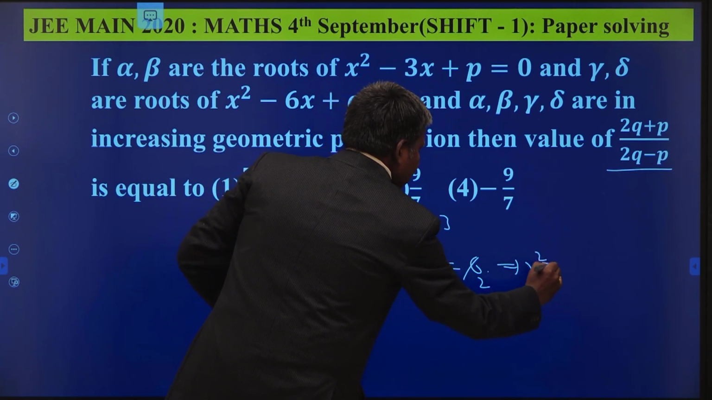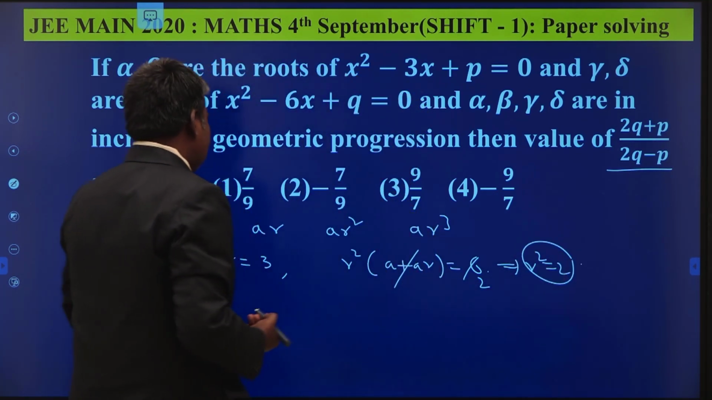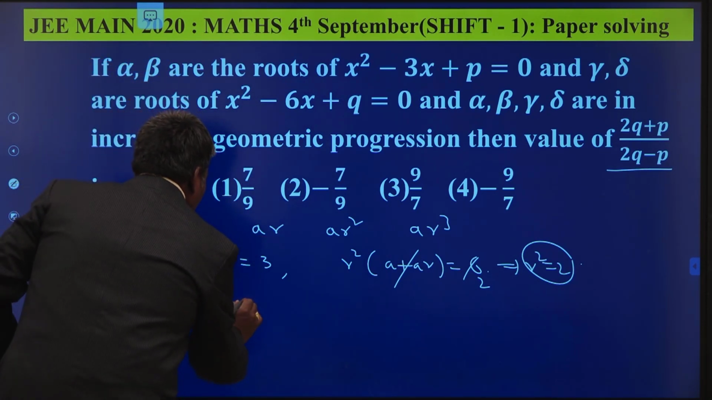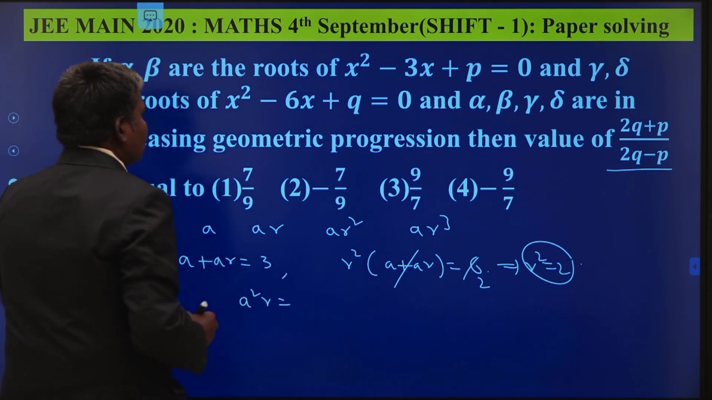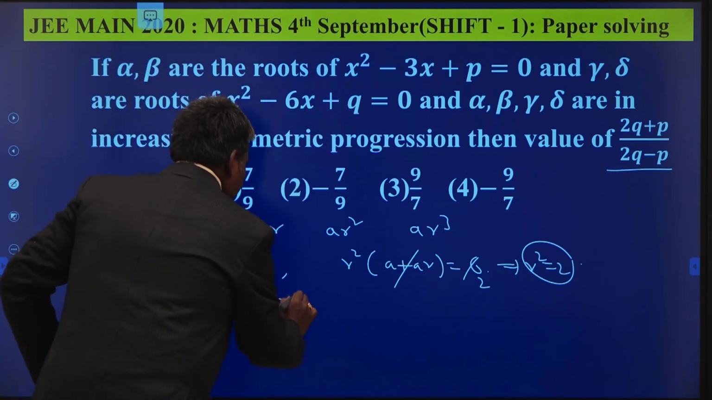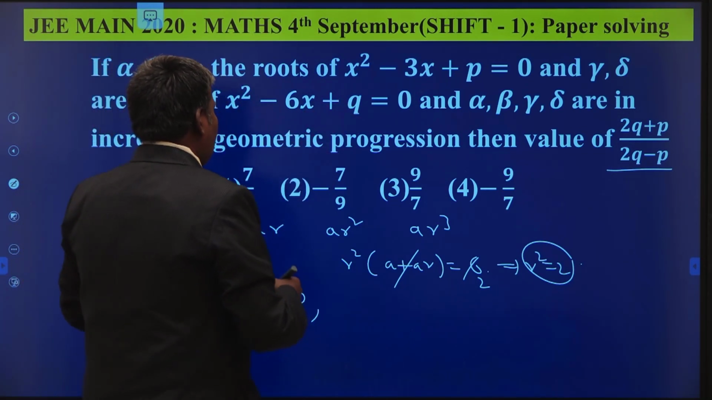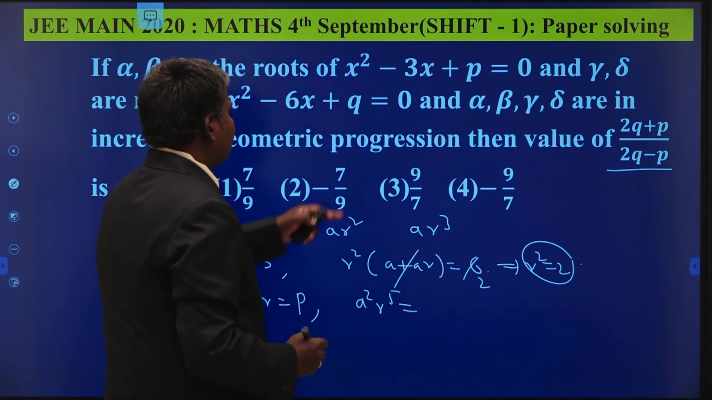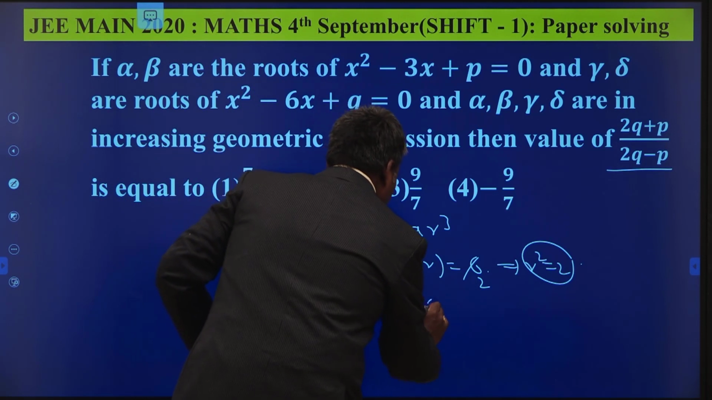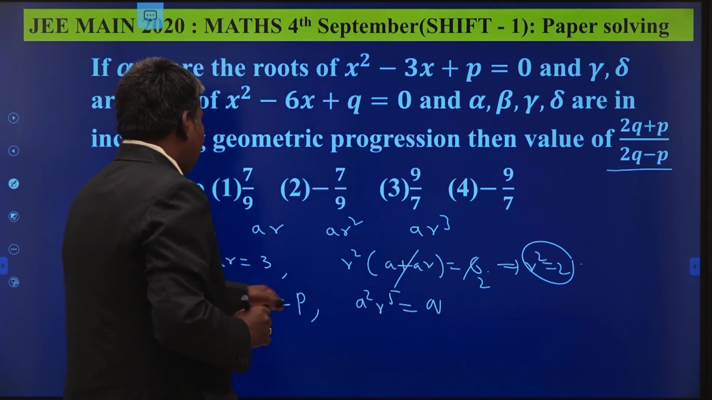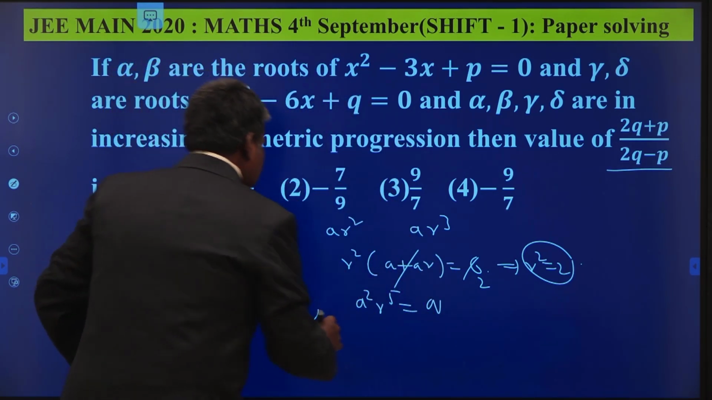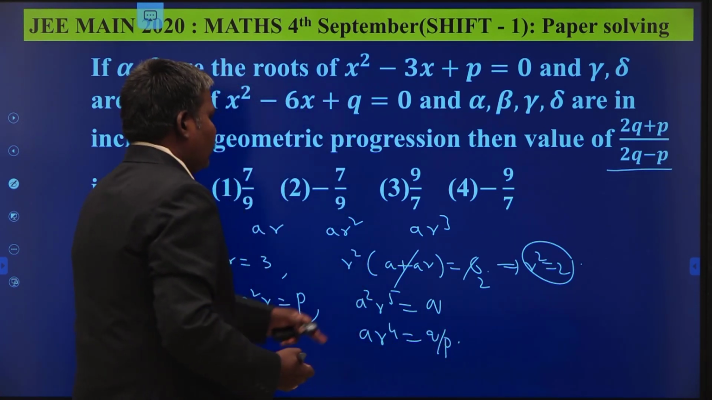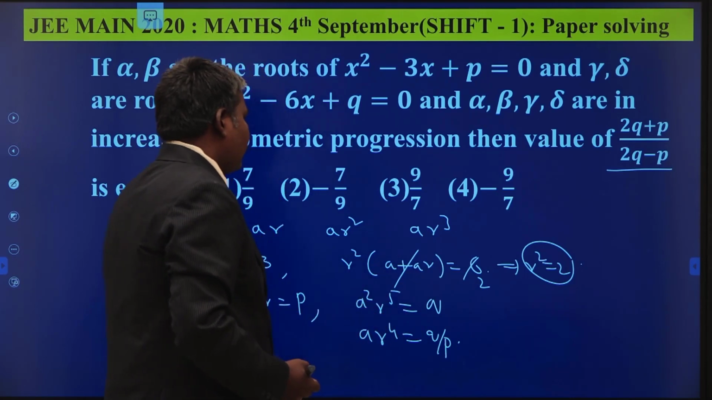Implies your r square is equals to 2. We have r square is equals to 2. Again product of the roots. a square r is obtained by p and a square r power 5. The product of the roots is what now? q. Now dividing, a square r power 5 by a square r, we get r power 4 is equal to q by p. What is your r square? 2. r power 4 means 4.